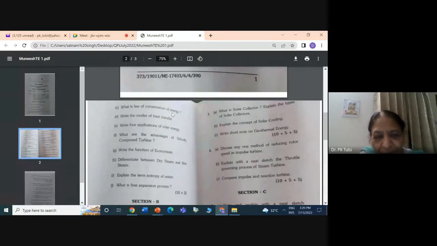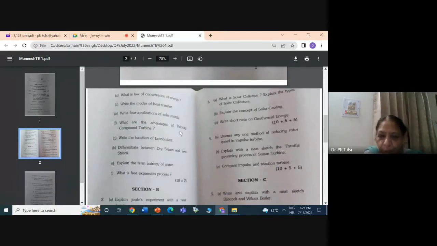ये क्वेश्चन अपने आप में गलत है. अब what is law of conservation, आप उसकी स्टेटमेंट ही तो चाहते हो. Why can't you be specific and write state law of conservation of energy? Then write the modes of heat transfer. Okay, write 4 applications of solar. Fine. Then question again, what are the advantages of velocity compound turbine, right?